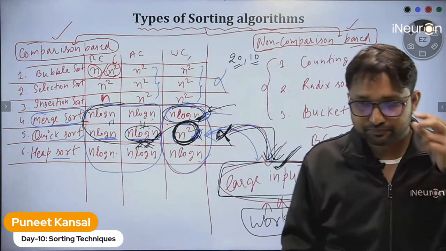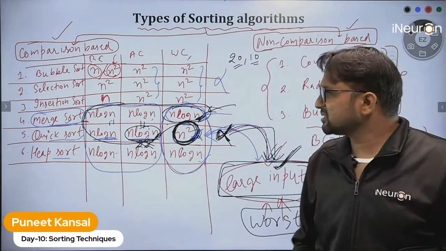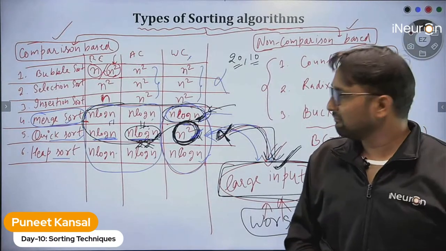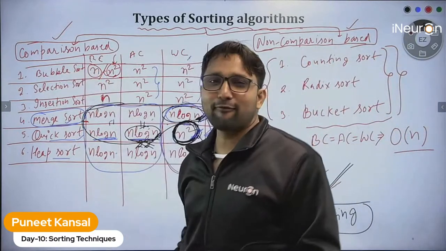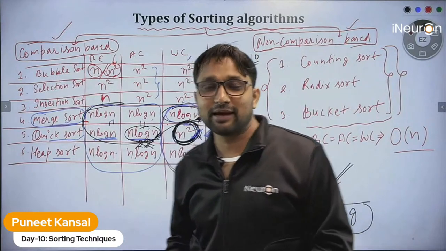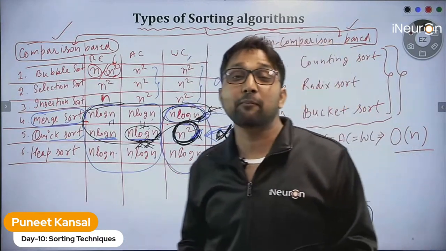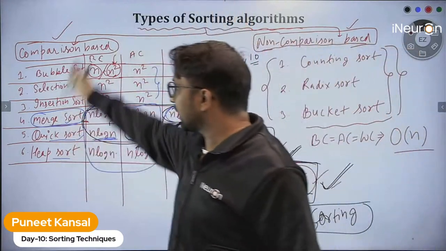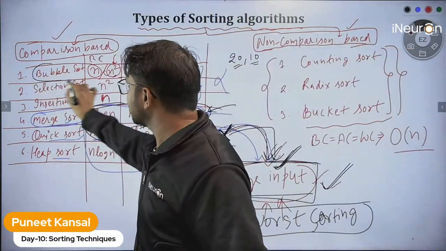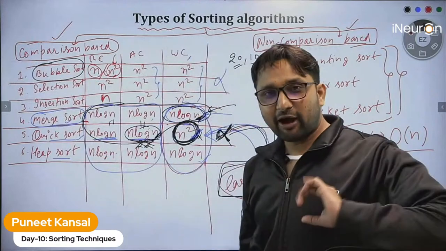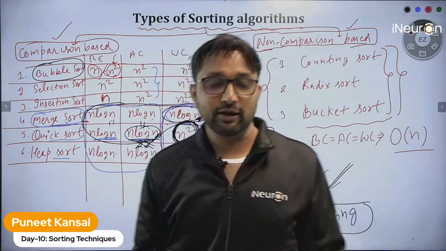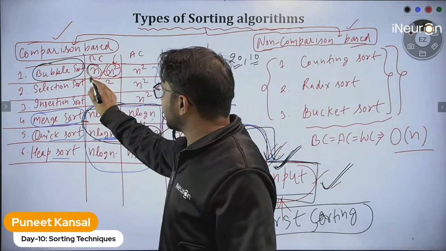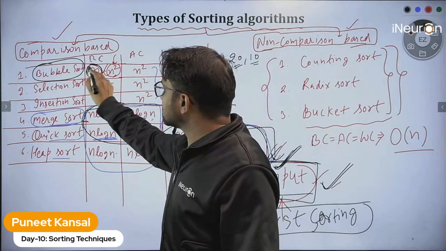You can write whatever you think. His name is already bubble. This bubble one will definitely take more time. Yes, bubble sort will take the maximum time for large input. Out of all these sorting algorithms, bubble sort will take maximum time. Again, if I were the interviewer, I would immediately ask you another question. I would say that bubble sort is taking n time.